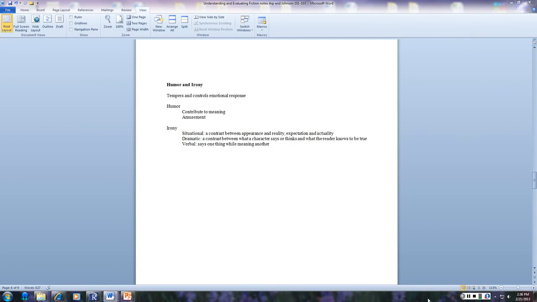We can also look at humor and irony, which serves to temper and control our emotional responses. When there is humor, does it contribute to the meaning of the story, back to our plot and structure and artistic unity, or is it simply there to amuse us or to serve as a comic relief so that we get to leave behind some drama for a moment?